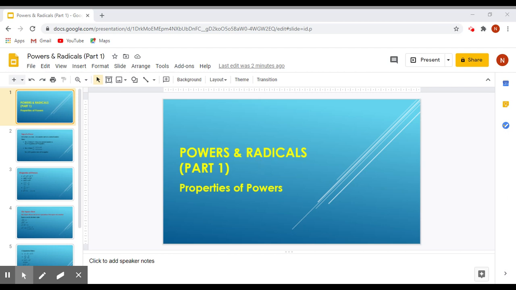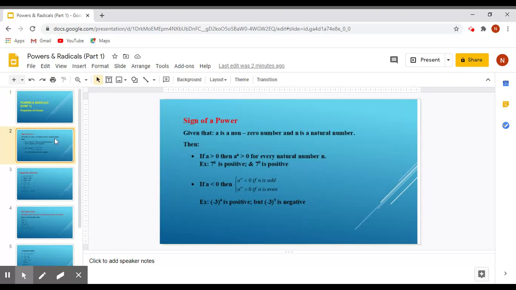In this video, we are going to talk about the properties of powers and about radicals. Now here, this is going to be mostly a revision from what we have learned before. Now we know that if a number is positive, if it is raised to any power, then it stays positive. Example, 7 to the 6 is positive, 7 to the 9 is positive.